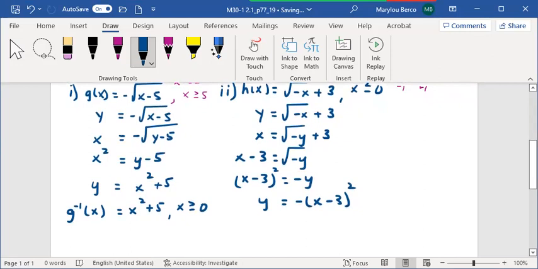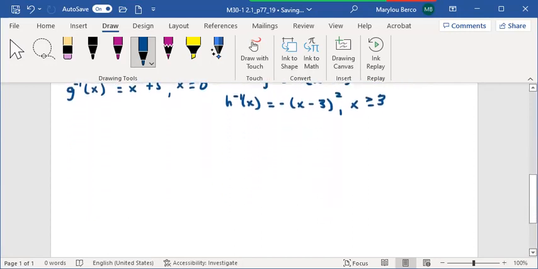Okay, so our inverse of h(x), h⁻¹(x), is -(x - 3)², and our restriction is x has to be greater than or equal to 3. Okay, so whatever we're squaring has to be greater than or equal to 0. So x - 3 is greater than or equal to 0. Let's take a look at 3.